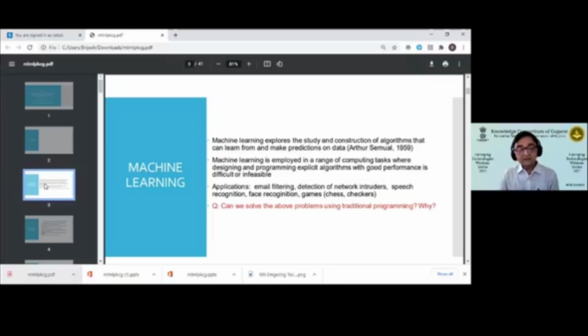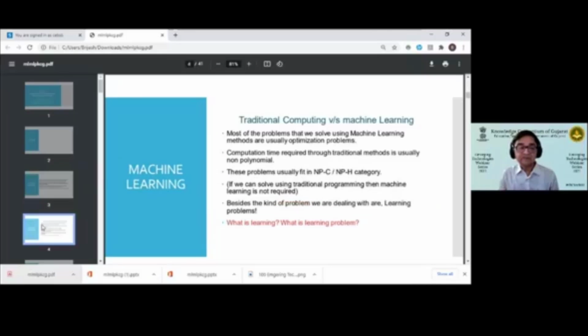But the first question that we'll try to ask is, can we solve the above problems using traditional programming? The answer may be yes or no. In both cases, we will try to see why we can or why we cannot. So let's spend some time on traditional computing versus machine learning.